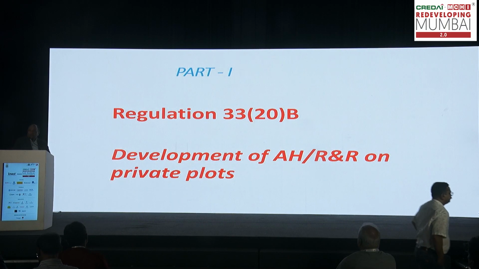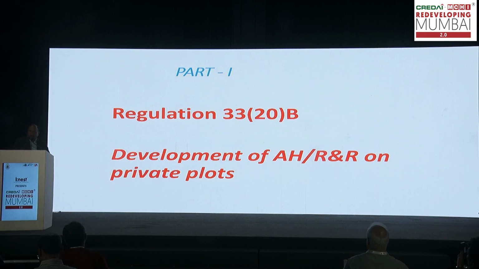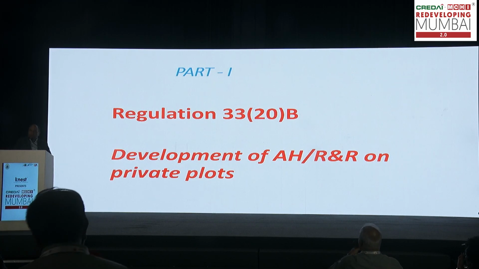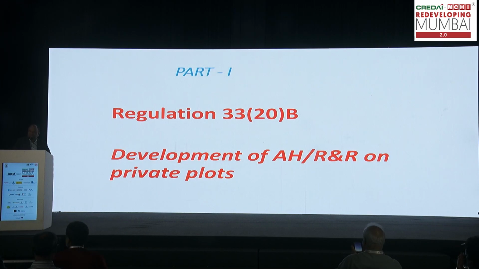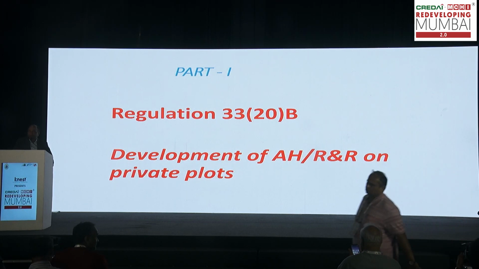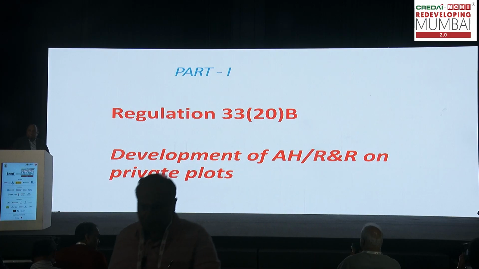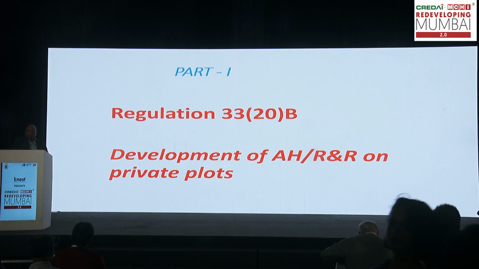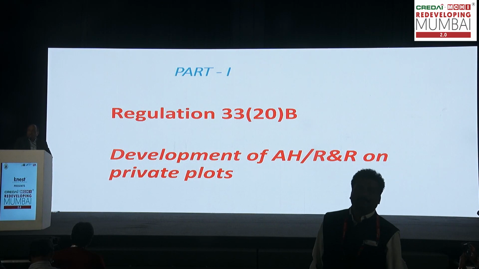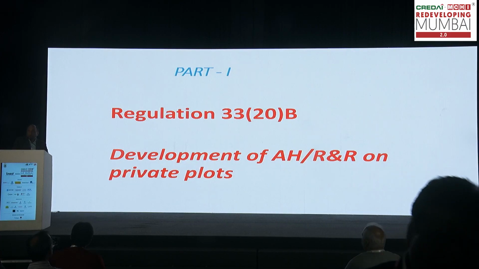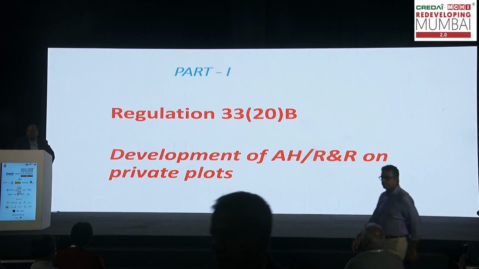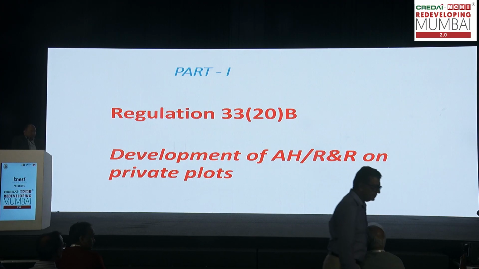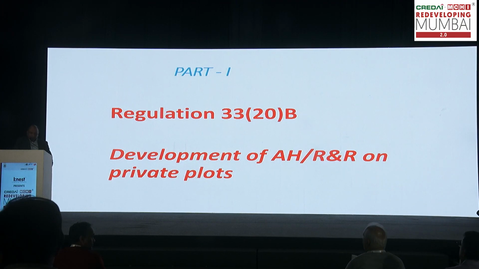So I will talk more about the non-technical side of the topic because many members of the societies are here. I will not go into the technical details, but give a brief introduction to this regulation. So what is the meaning of 33(20)(B)? The regulation says it is the development of AH/RR. What is AH? Affordable housing and/or rehabilitation and resettlement, on a private plot.